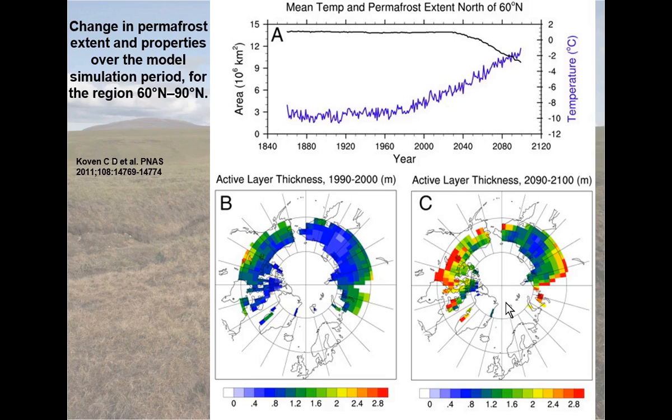This is a paper from 2011 where they really showed that the climate is warming in the northern regions. So this is north of 60 degrees. The temperature has been rising there, and based on their estimations is rising rapidly, which then causes the active layer thickness to increase. So here's the active layer thickness in the late 90s, and here is the prediction at the end of this century. So you can see that it's really getting deeper.